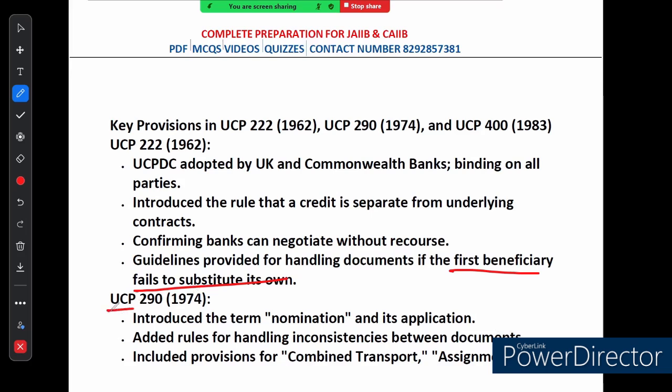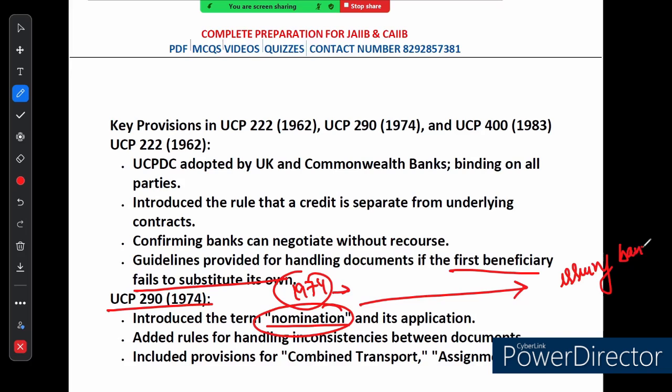Next we have UCP 290, introduced in 1974. This version brought in some new terminology and rules that are still relevant today. One significant addition was the introduction of the term nomination. This term refers to the authorization given by the issuing bank to another bank. What is the meaning of this term nomination? Authorization given by the issuing bank to another bank.